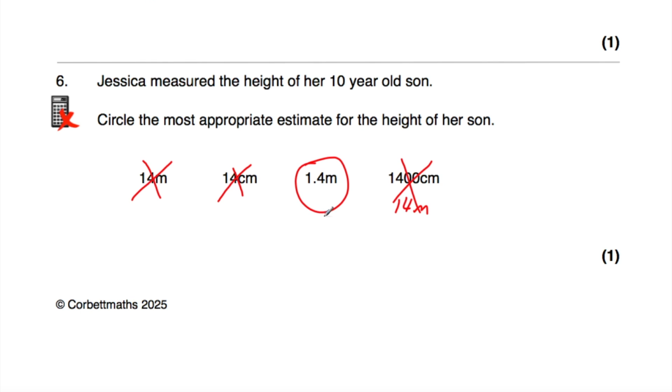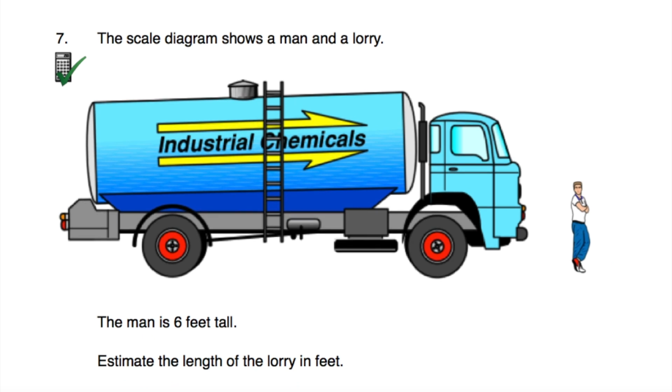And then if you've got 40 more centimeters, well, a bigger ruler is 30 centimeters. If you put that on top and then over 10 centimeters, that would be appropriate for the height of a 10-year-old. Okay, let's look at our next question, question number 7.